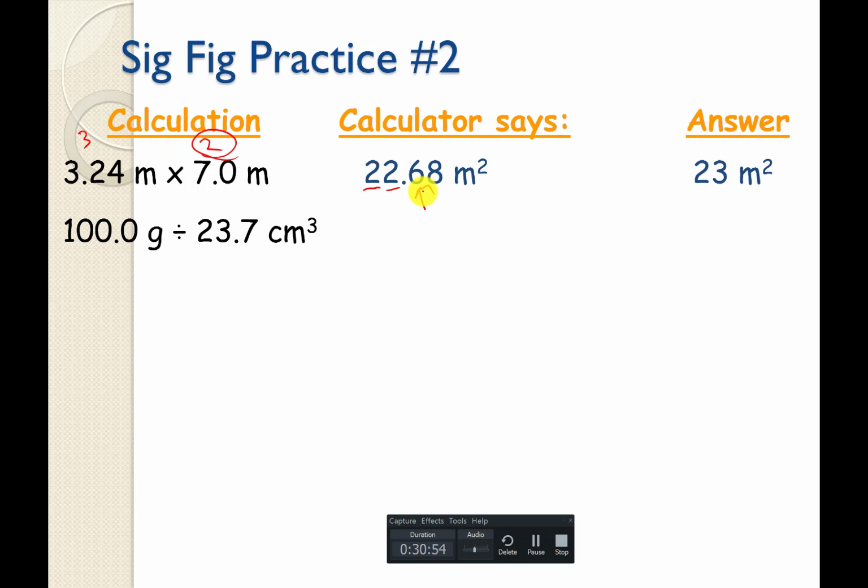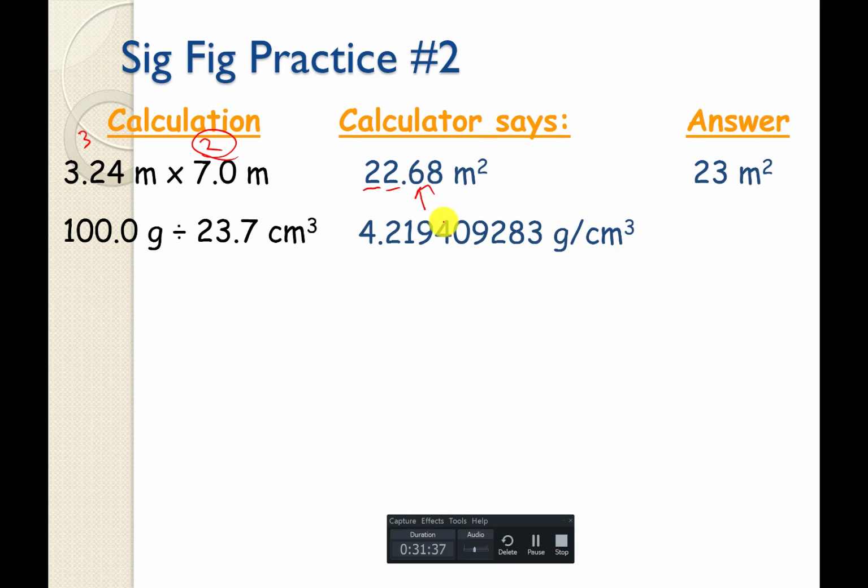All right, next one. Okay, we've got 100.0 grams divided by 23.7 centimeters cubed. So let's see what our answer is. Obviously, we're doing a density calculation here. So here's what our calculator says. It has all of these numbers. Okay, if we were to report it like that, we would make other scientists think that we had extremely precise instruments that measured to the billionth of a gram, okay? But that is extremely rare to have measurements that precise. In fact, you will never find that in a high school lab. So we need to report this correctly.